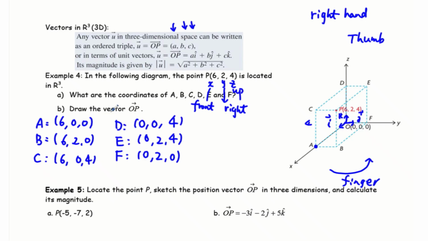And it asks you to draw the vector OP. So it's just from here, the origin, just draw it to P. This is your vector OP. And the magnitude is given by a squared plus b squared plus c squared, then square root.